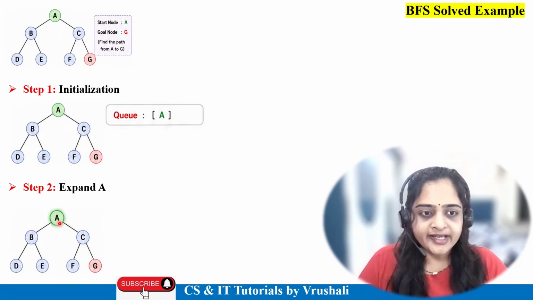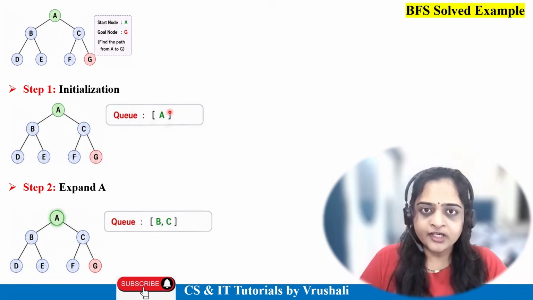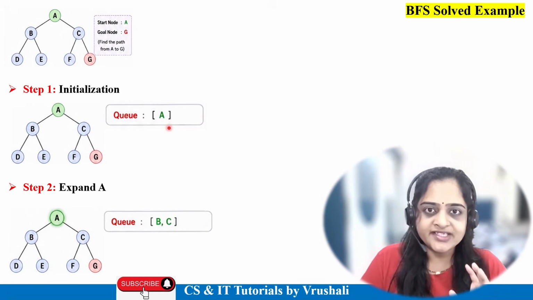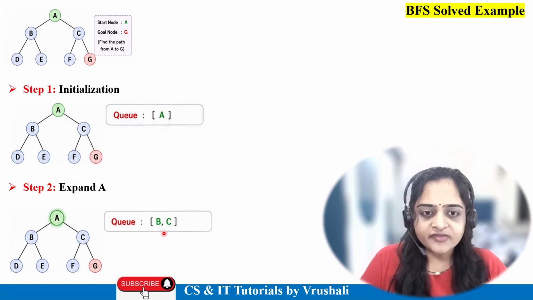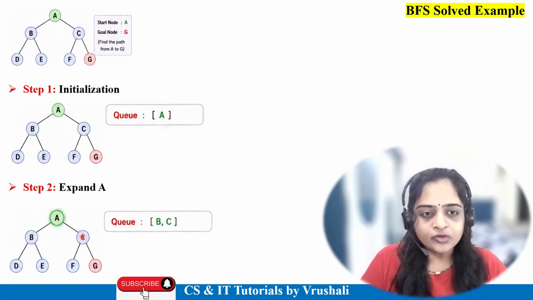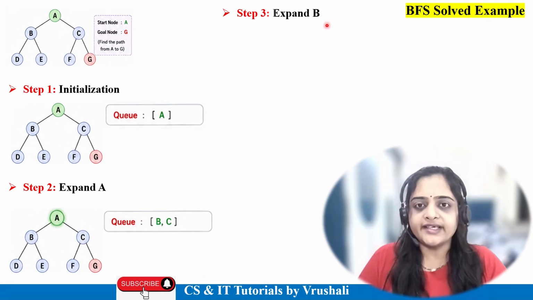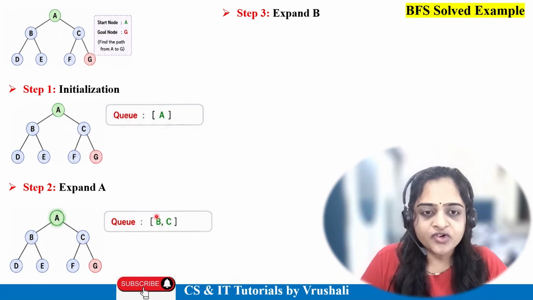Now see, after A, the exploring neighboring nodes are B and C, right? So remove A from the queue, because this node is already visited. Enter the next visited nodes here, that is B and C. Always enter the nodes from left to right direction. Got it? Okay.